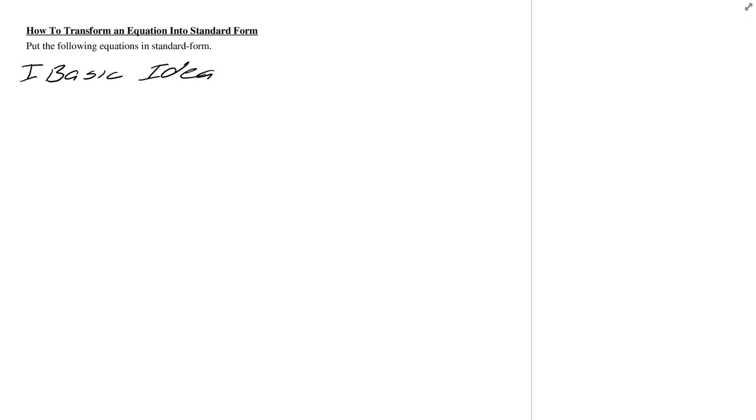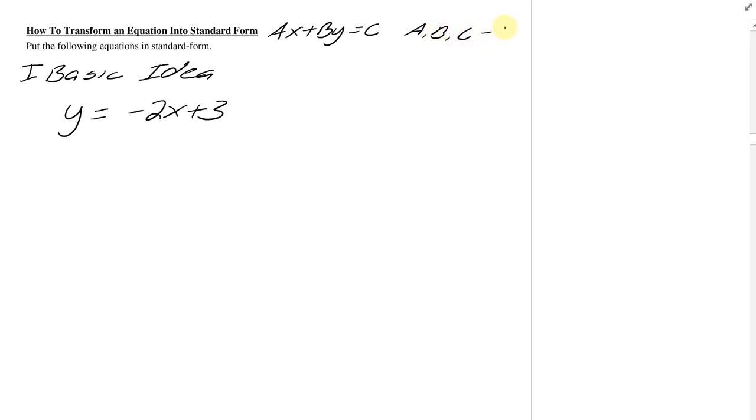I'm going to use the equation, how about y equals negative 2x plus 3. So I want to put this equation now into standard form. Now remember what the standard form is. It's ax plus by equals c, and a, b, and c have to be integers. Now, if you look at this form of the equation, just notice x and y are on the same side. That's the big thing you need for standard form. So in this case, I really just need to get x and y on the same side.